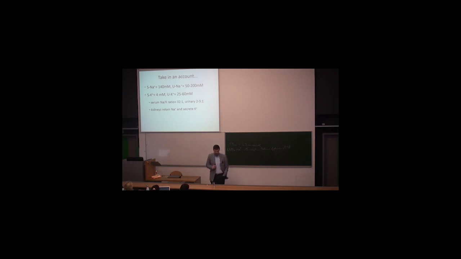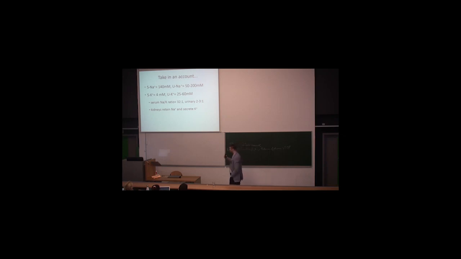Here you have 2 ratios of sodium and potassium in 2 basic body fluids. The first is the serum, and the second is urine. In blood, the ratio is around 32 to 1, if you compare these 2 concentrations. If you compare the urinary concentrations, the ratio is 2 to 1 or 3 to 1. From this, you see the fact that our kidneys heavily reabsorb sodium and keep it in the body, and they secrete quite big quantities of potassium.